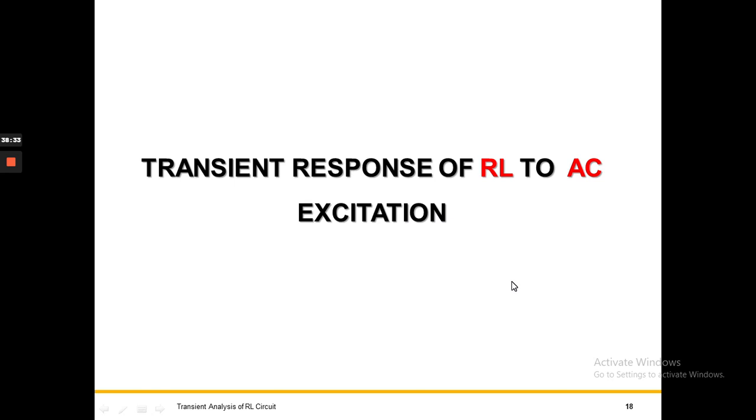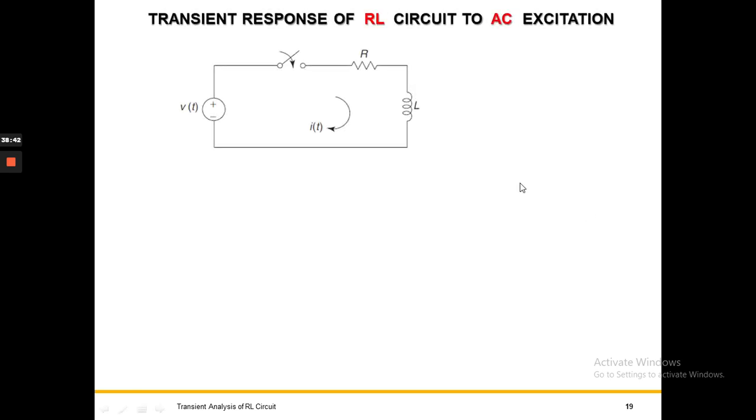Now until now we have seen the input as DC only. Now let us see, instead of that you will be having AC input. So RL circuit, series RL circuit, instead of DC you have got some functions, AC waveforms.